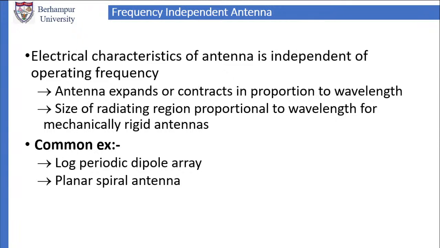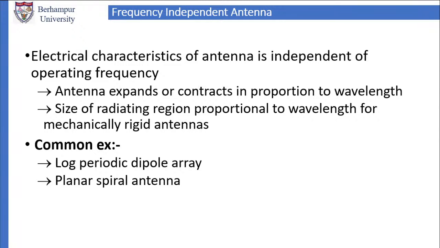Then the size of the radiating region in the antenna is proportional to the wavelength for mechanically rigid antennas. If the antenna is mechanically rigid, which means it cannot expand or contract, the antenna is fixed and its size is fixed. In the other case, the antenna size is variable, so you can expand the antenna or contract it. A simple example is an FM radio or a transistor radio. If you look at those, they have an aerial or antenna. The antenna is folded in nature. You can stretch it, or you can squeeze it. Both things you can do.